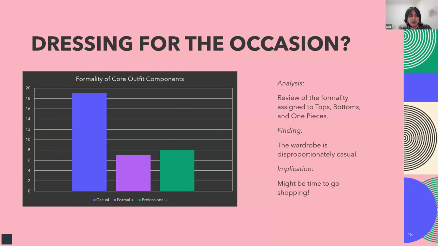And then here we have another visualization that shows us the different formality of the tops, bottoms, and one pieces that we have in our database. Out of all tops, bottoms, and one pieces, you can see that the majority of the clothes that we have are mostly casual, followed by professional and formal. So what this means to us is that we might have trouble getting some variety when it comes to formal or professional events, and that it might be time to go shopping.